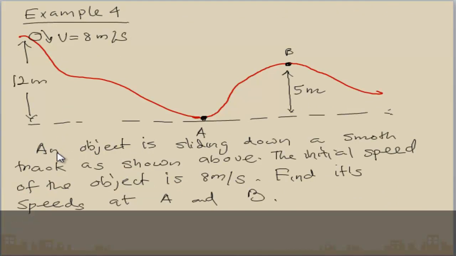Example 4. An object is sliding down a smooth track as shown above. The initial speed of the object is 8 meters per second. Find its speeds at A and B. So the initial speed is 8 meters per second, and initially the object was 12 meters above the ground level. Point A is at the ground level, point B is 5 meters above the ground level.